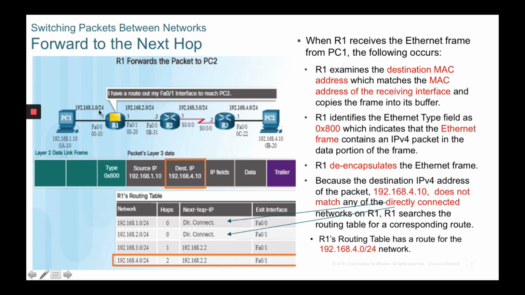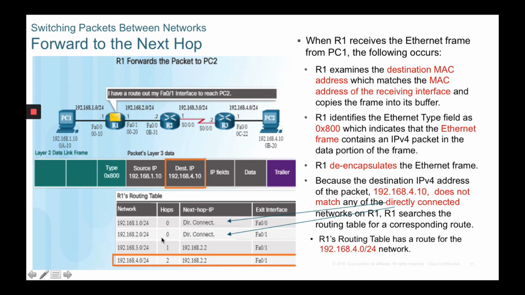192.168.1.0. Because this network is directly connected, the number of hops is actually 0. And for the next hop IP address, you don't have to go through a next hop because the destination network 192.168.1.0 is directly connected. So in this case, the exit interface, which is interface FA0/0, is used to reach 192.168.1.0.